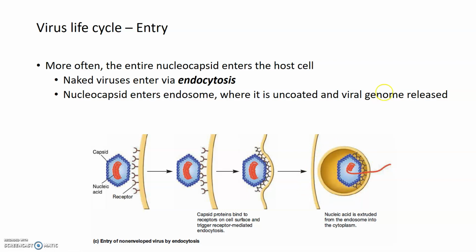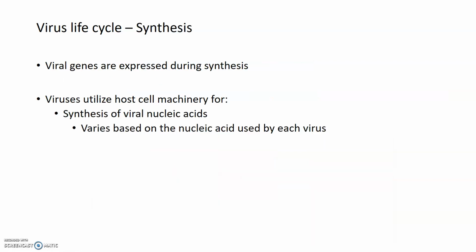Once that vesicle is inside of the cell, it can be taken to a structure called the endosome, where the capsid can be destroyed and uncoated, and the viral genome can be released. And so after the viruses enter, viral genes from that genome need to be expressed. And that happens during what's called the synthesis phase.